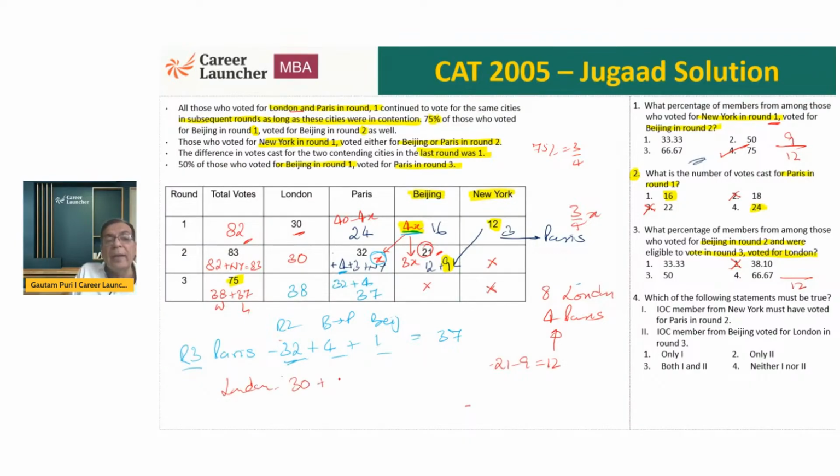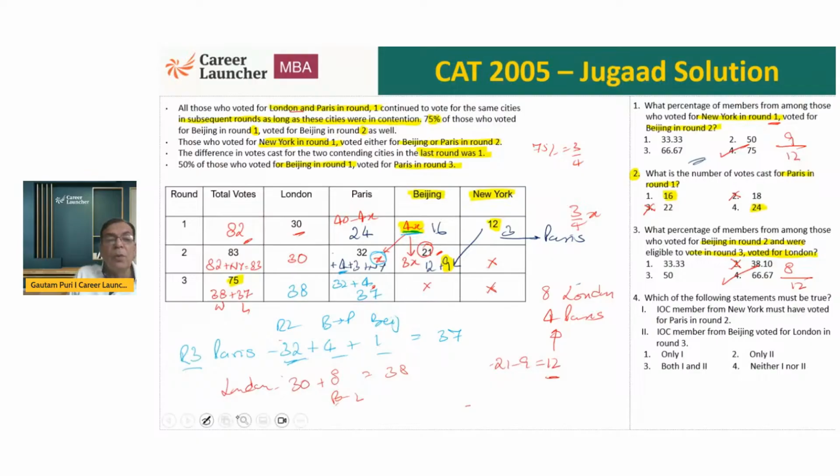In addition to that, there were 8 more voters who voted for Beijing in round 2 and came to Paris and voted for London in round 3. Out of these 12 people, if 4 have moved to Paris, the remaining 8 will obviously move to London. So London will become 38. So what should the answer be? 8 by 12, 2/3, 66.67%.